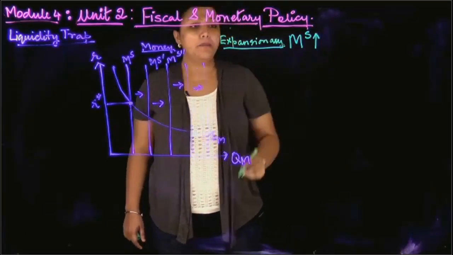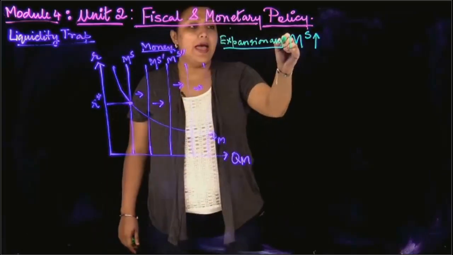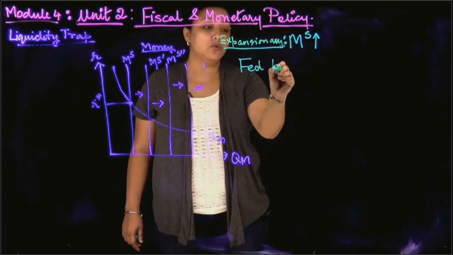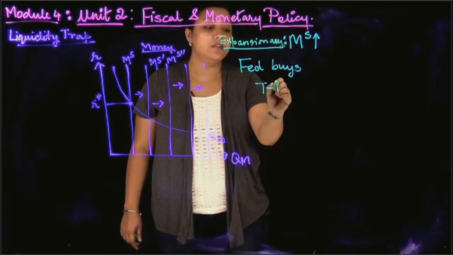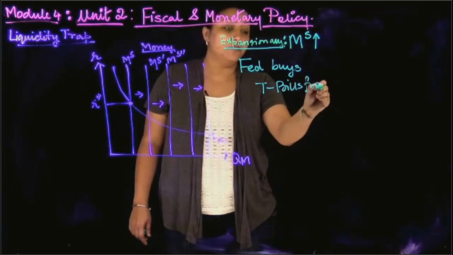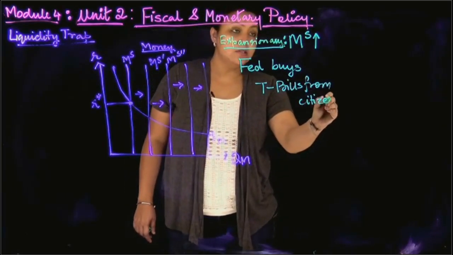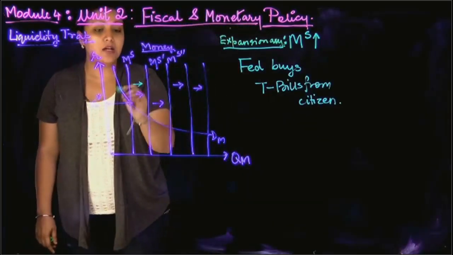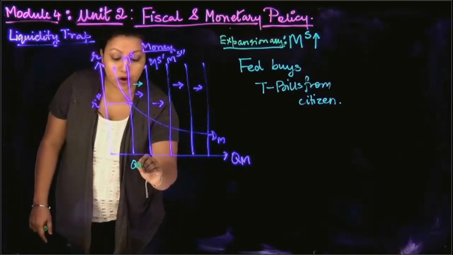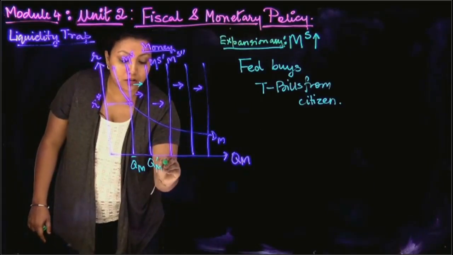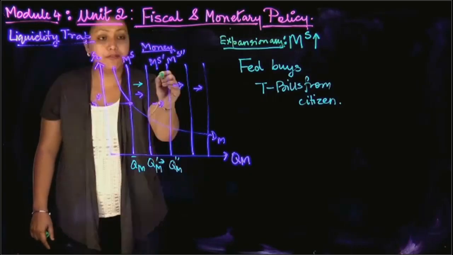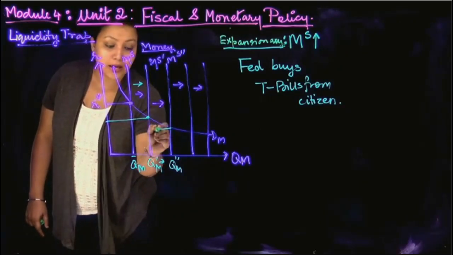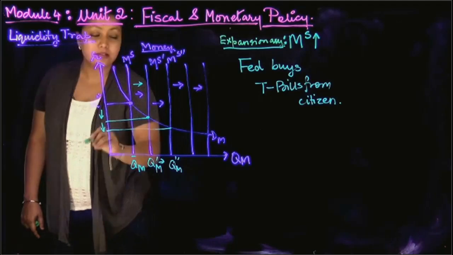So MS has to go up in case of expansionary monetary policy, and for an increase in MS, the Fed or the central bank has to buy the T-bills or the government bonds from citizens, right? So this curve is going to move right every time the Fed buys the T-bills, and the quantity of money in the economy will be increasing every time. Now at the same time, for every increase in money supply, please note that there will be a decrease in the rate of interest.